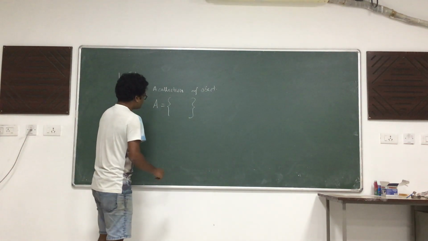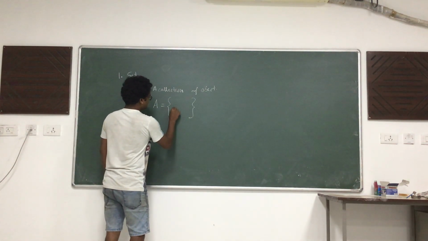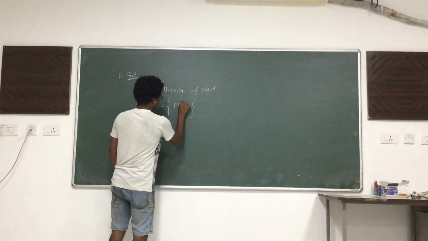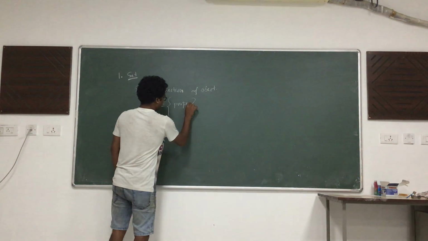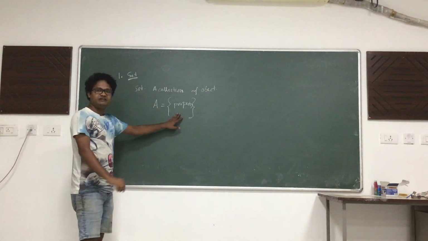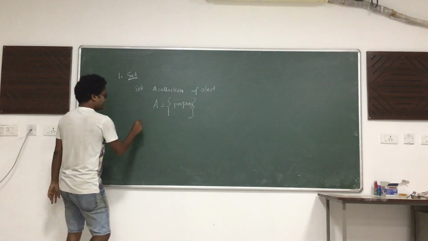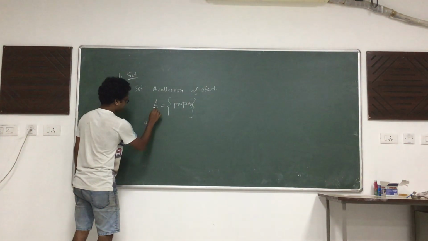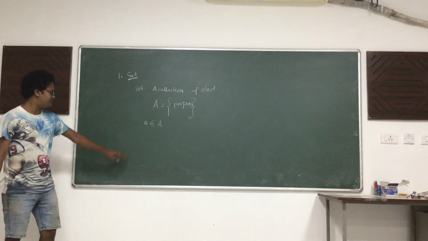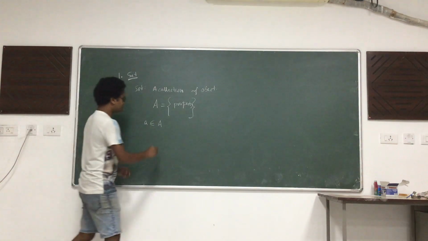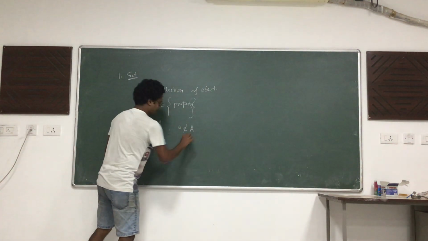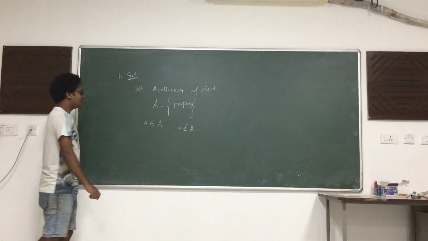Usually we define a set by a property: some property is specified, and whoever satisfies that property is an element of the set. If a is an element of set A, capital A, then we write it in this notation, and if a is not an element of set A, we write it in this fashion. So this is a familiar structure.